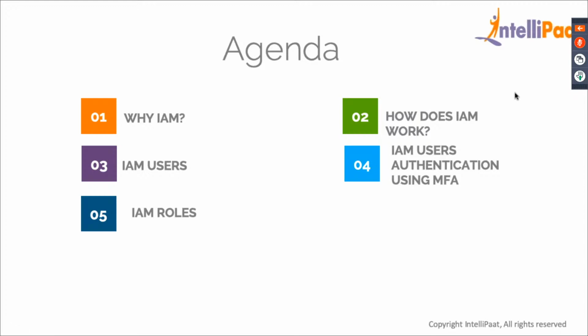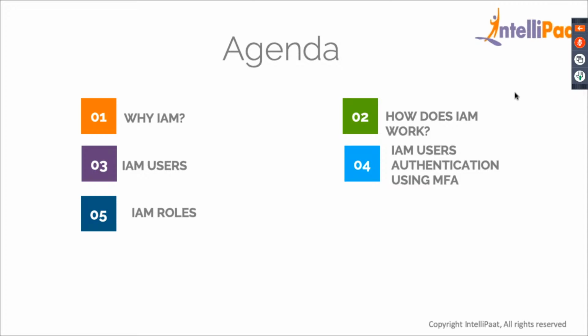Once we're done with that, we'll move on and talk about how you can authenticate IAM users using multi-factor authentication, wherein you will be basically getting a passcode which changes every 30 seconds, right? So we're going to see how we can enable that kind of a security on IAM users. And finally, we are also going to look at what IAM roles are and how you can basically use them. So guys, this is the agenda for this session. I hope it's clear to you.